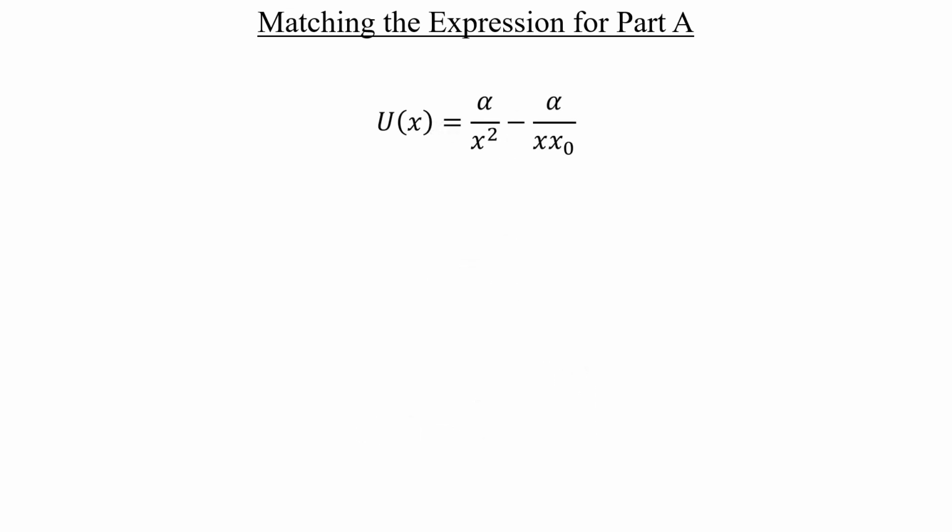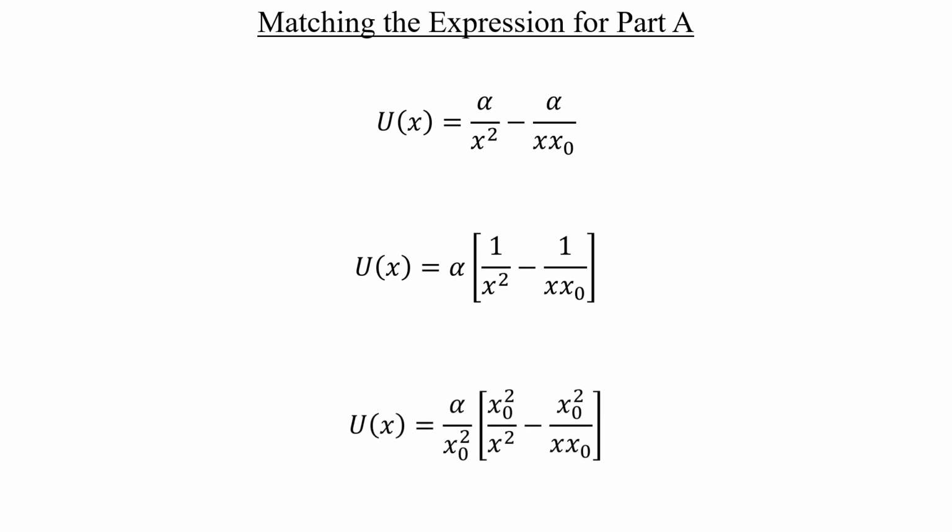Next, there's 2 steps of factoring that we need to do. The first round involves taking out alpha from both terms. The second requires factoring out a 1 over x naught squared. We don't have x naught squared in the denominators here, but we can still factor it out. That's okay. We just need to add the same thing in both numerators so that if we distribute 1 over x naught, we get the same thing back that we started with here in the middle step.